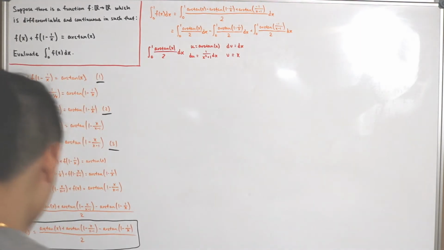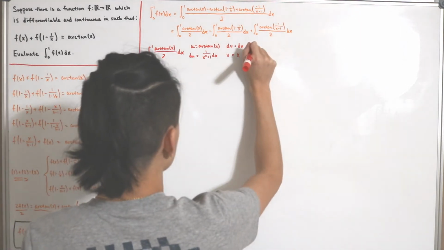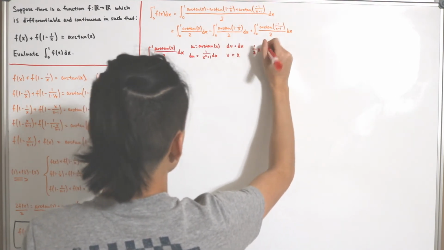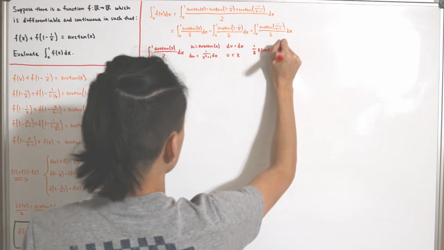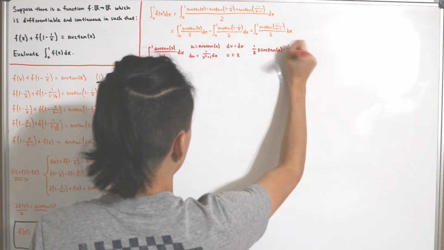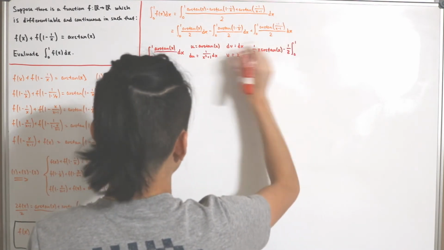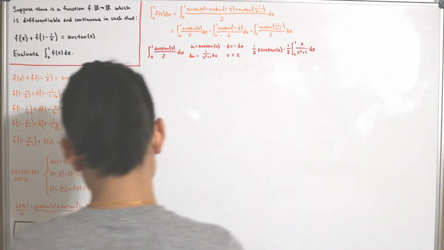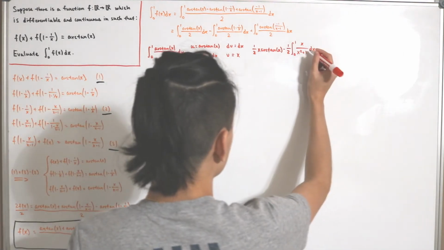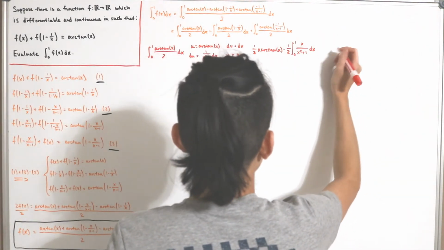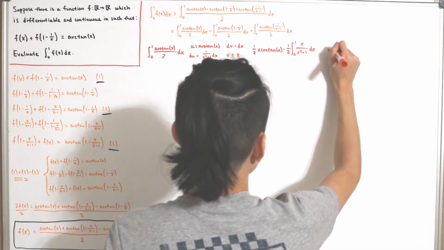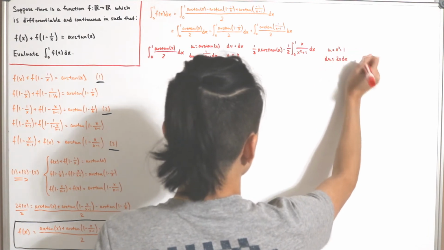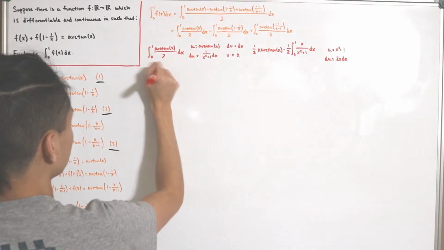Okay, so now let's combine everything together. So we have 1/2 x arctangent of x, subtract 1/2 multiplied by the integral of x divided by x squared plus 1 dx. Now, to compute this integral, I can do a u substitution. I'll let u equal x squared plus 1, then du is equal to 2x dx. Okay, and then I'm just going to skip some steps.